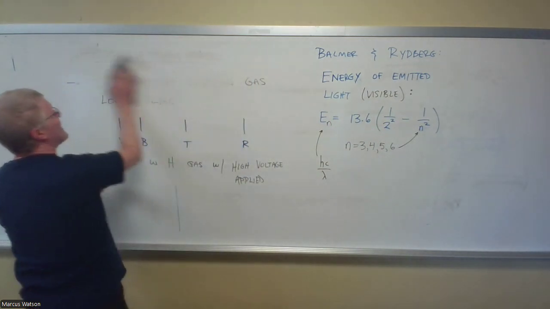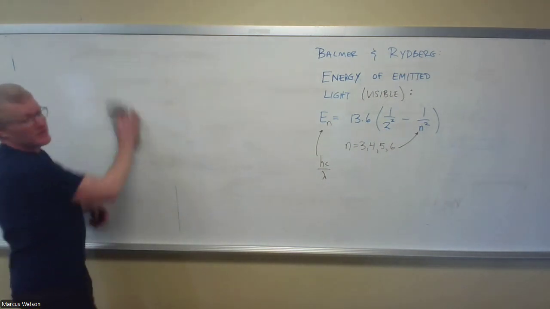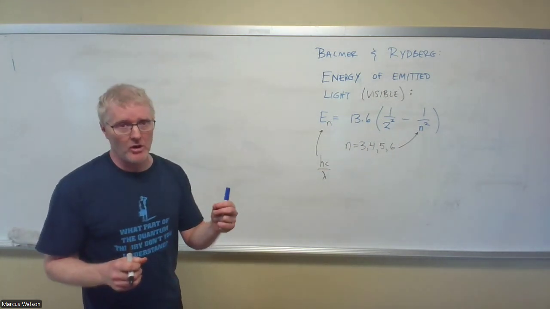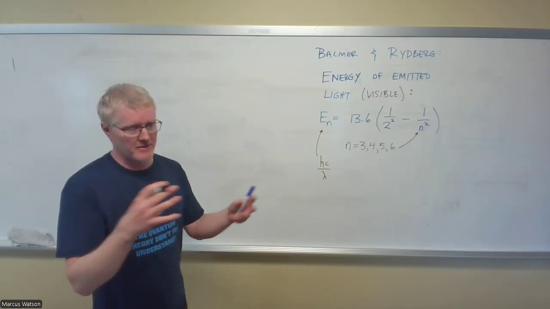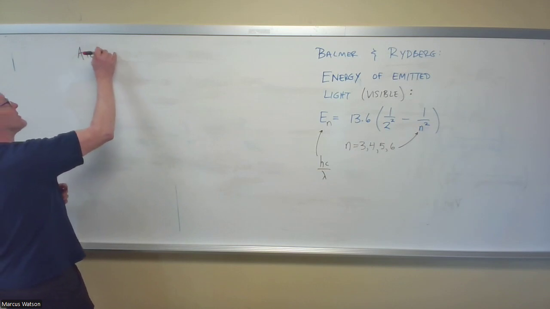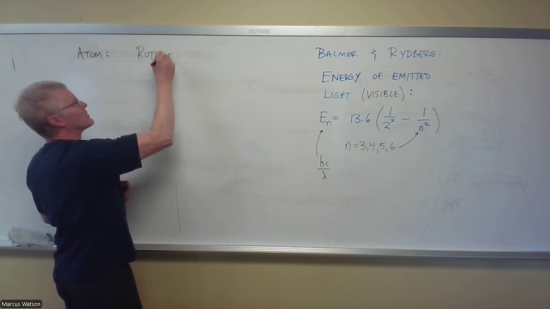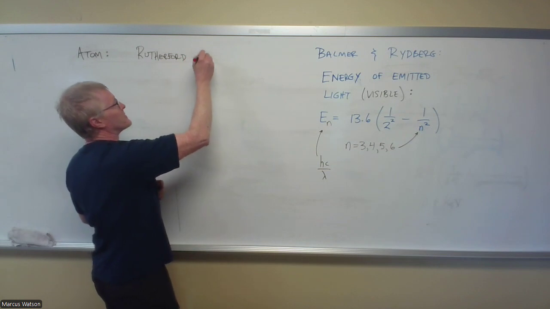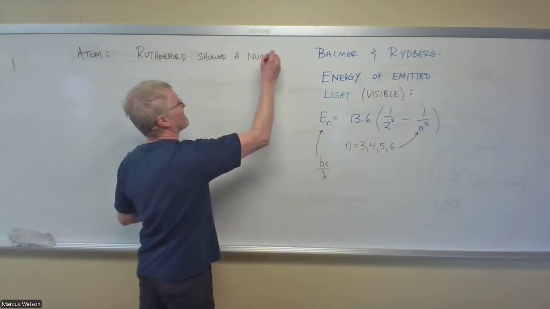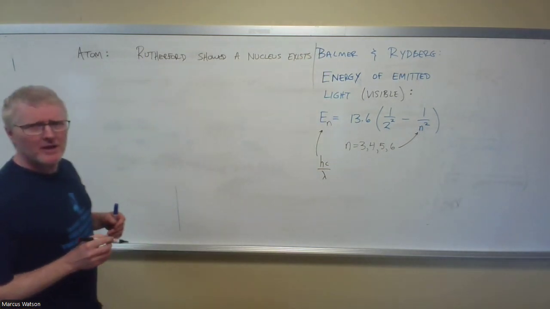So when this came out, there were a few things that we knew about atoms. One of them was that they have a nucleus, and it's really small. And they also have electrons somehow associated with them. So the state of the atom in Bohr's time was that we knew, due to Rutherford's experiments, Rutherford showed that there's a nucleus. All right, so a nucleus exists.